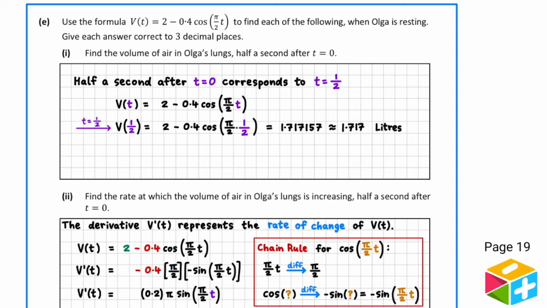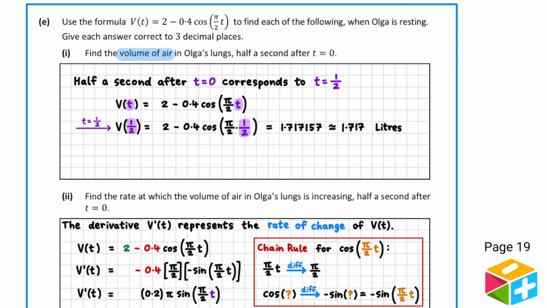We want the volume of air at this time, and that's precisely what our function v of t tells us. It tells us the volume. So here, all we have to do is substitute in t equal to a half into our formula. This gives us 2 minus 0.4 times the cosine of pi over 2 times a half.